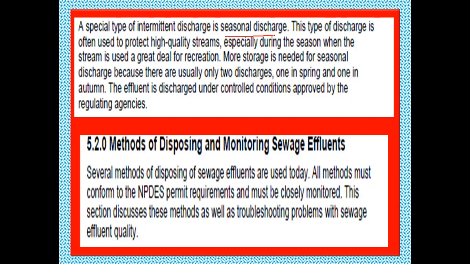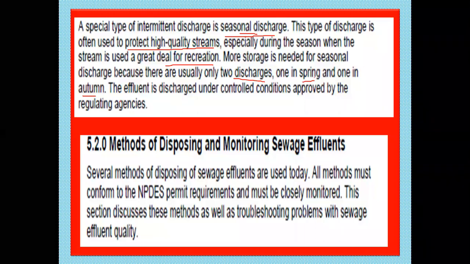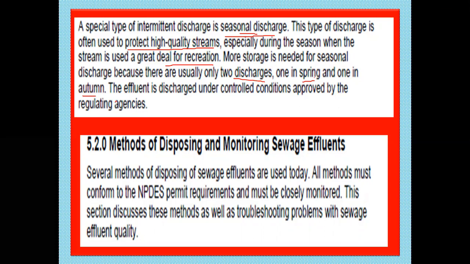Like that, the special type of intermittent discharge is the seasonal discharge. This type of discharge is often used to protect the high quality streams, especially during the season when the stream is used for recreation. More storage is needed for seasonal discharge because they use 2 discharges. One in spring, the other one is autumn. So manaki foreign countries lo we are calling them as spring and autumn. ఎండాకాలం వానాకాలం అన్నట్టుగా other countries they will call it spring and autumn.